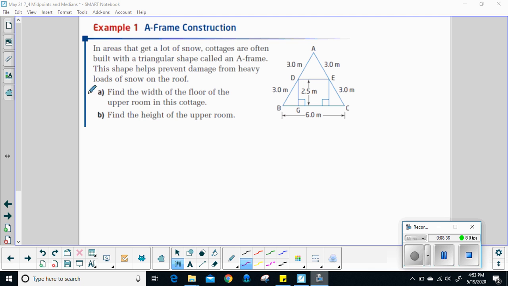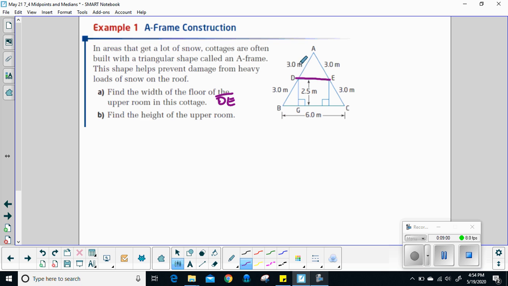So here we have one of the examples from your textbook, and we're looking at an A-frame construction. In areas that get a lot of snow, cottages are often built with a triangular shape called an A-frame. This shape helps prevent damage from heavy loads of snow on the roof. So I want to figure out the width of the floor of the upper room of the cottage. That would be this line right here, the length of DE. Well, can we figure that out?